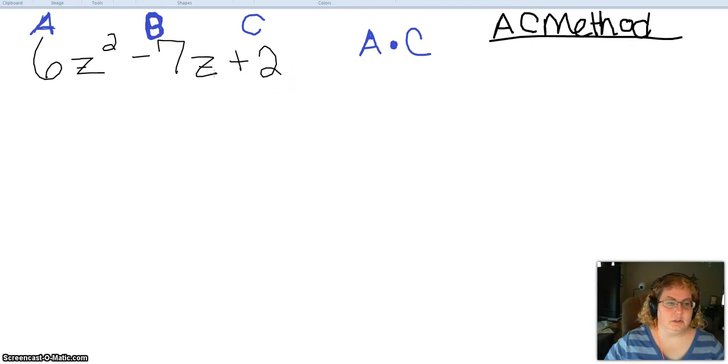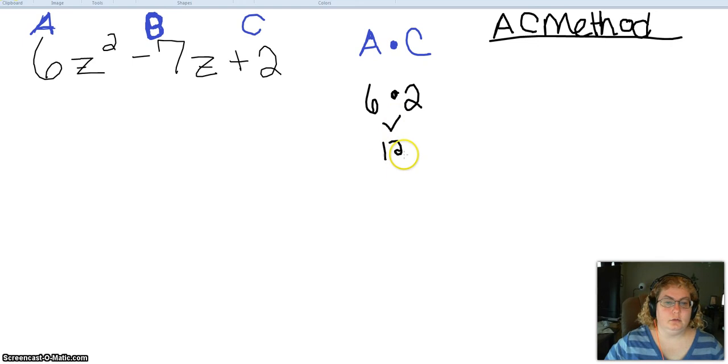So let's take a look at this. I want to go over this example to help you understand. You can use this example for all trinomials. So when you get to the factoring part, that's what you want to look at. We have A, B, and C. Those represent the numbers in front of the variables. So we're going to take 6 and multiply by 2. That's the AC method, because we're taking A and multiplying it by C.